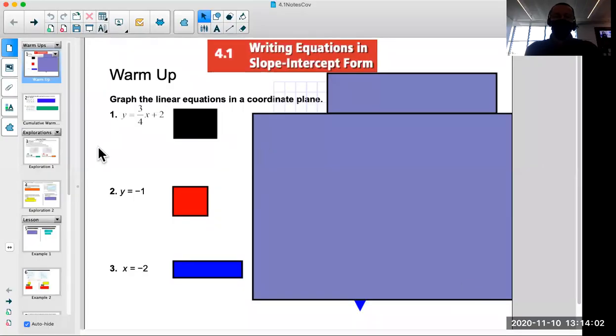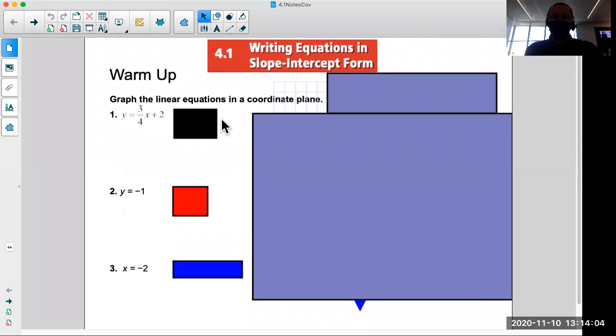All right, let's go ahead and get into 401. So I'm going to share the notes and let's get started. So you can see here, you guys are going to warm up by graphing the linear equations in a coordinate plane. And notice that first problem. We'll go ahead and do them, and then let's see how it turns out for you.